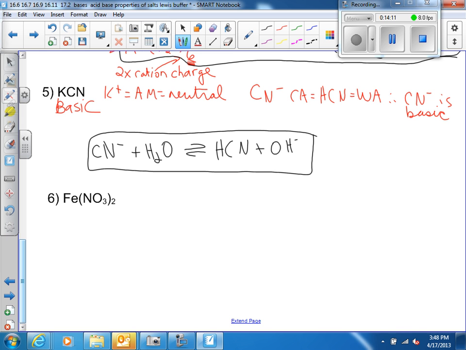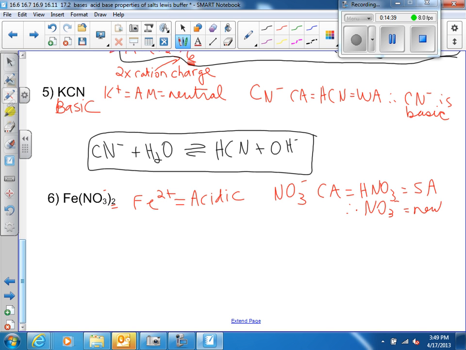Okay, last one. Fe2+. I figured that out because this is 2 and I have nitrate is -1. Fe2+ is not an alkali metal or alkaline earth metal, therefore this is acidic. Nitrate, NO3-. We did that one earlier, but let's do it again. Conjugate acid is HNO3, which is a strong acid, therefore nitrate is neutral. Neutral and acidic overall. This salt is acidic. Now let's write the reaction. Let's see if you can do this on your own.